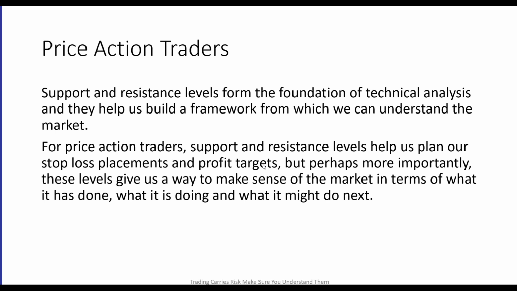Because if the price of an asset comes down and hits that support level and bounces off of it, that's a good time to enter. You wouldn't want to trade it when it's getting near the resistance level. You'd want to see how it reacted to that resistance level.